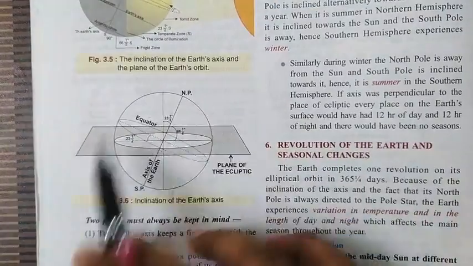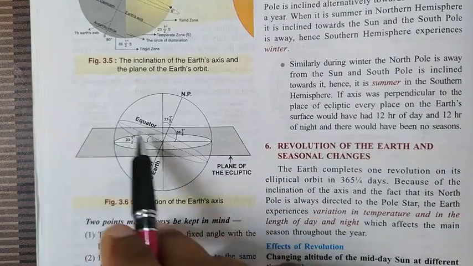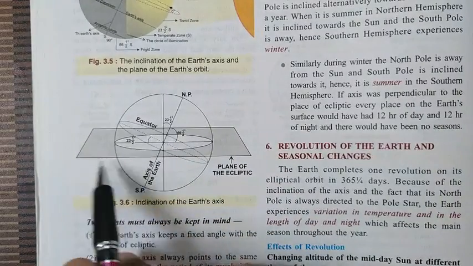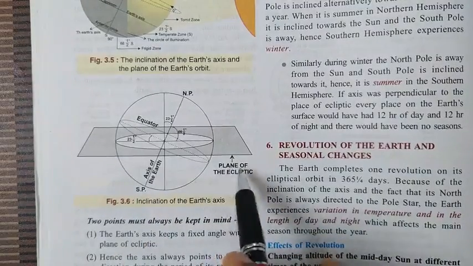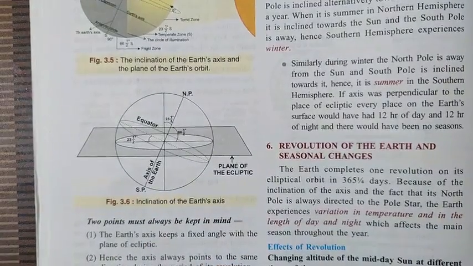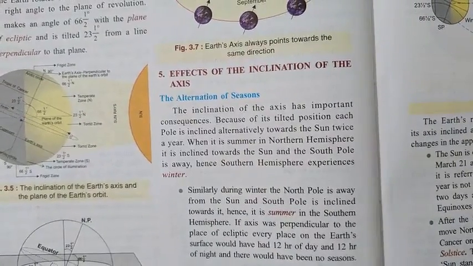Now another is this diagram. You will find the earth is inclined. This is one imaginary plane you can see on the diagram on your screen. This imaginary plane on which the earth is inclined is called the plane of ecliptic. Now let's start the effects of the inclination of the earth.